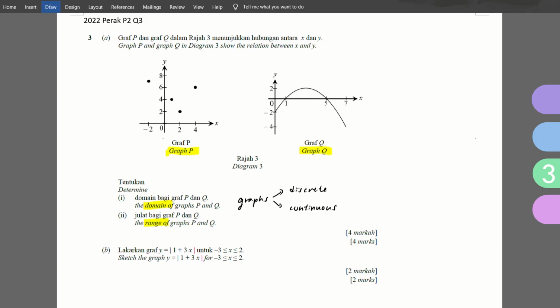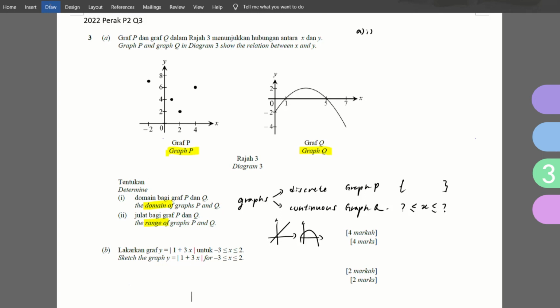So for discrete cases, it will be, for example, graph P. So if you see this graph, there are only dots. So for continuous, like in graph Q, it is a curve, or it can be a straight line. So this is what we know as continuous. So for discrete cases, when we are answering, we need to include the set bracket. And for continuous wise, we need to include the range. So let's say x is from where to where.